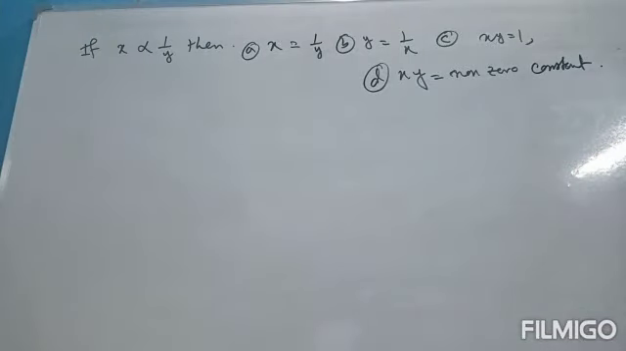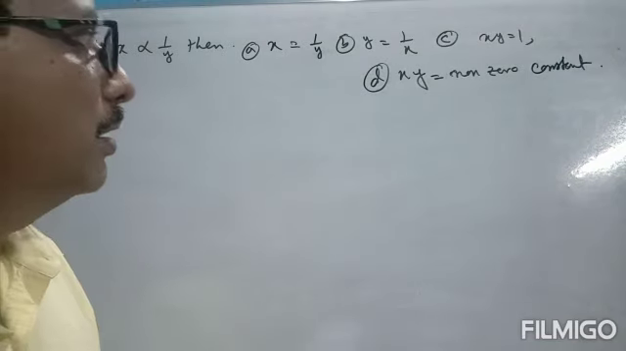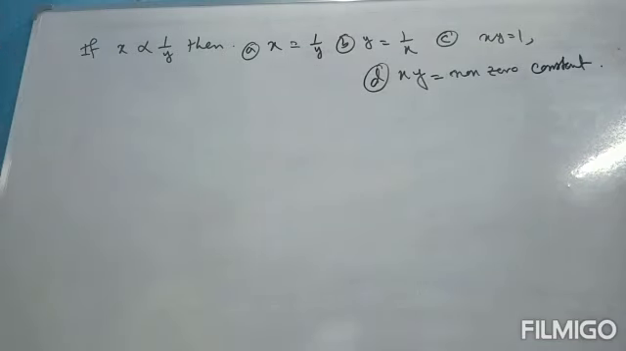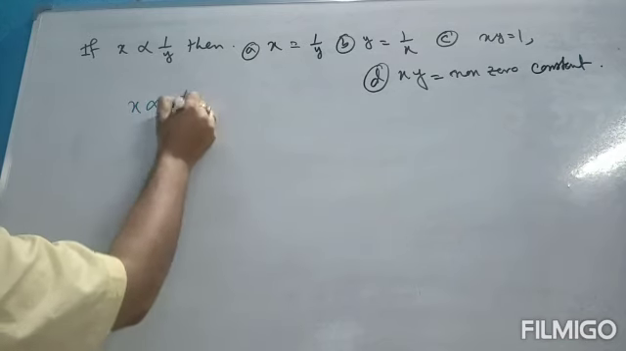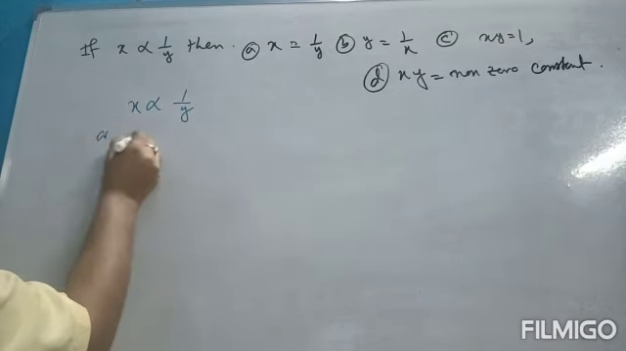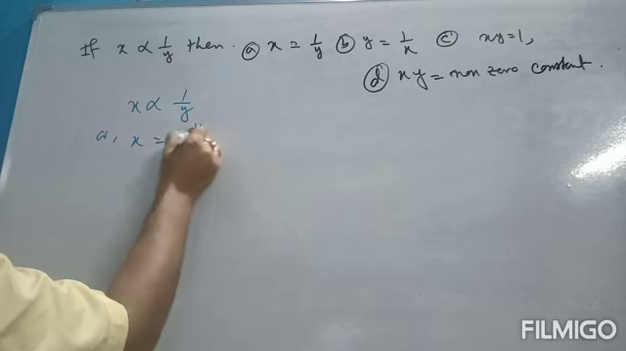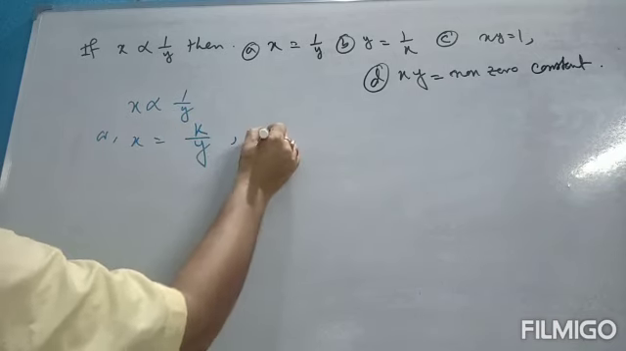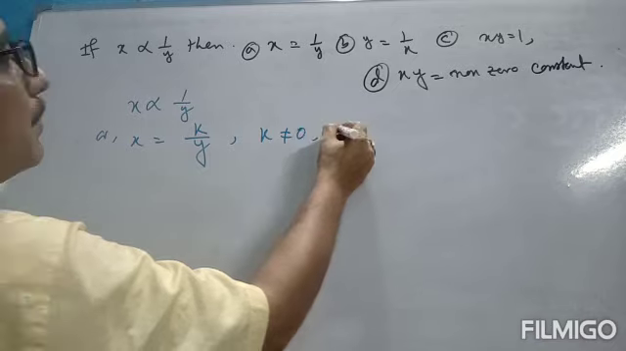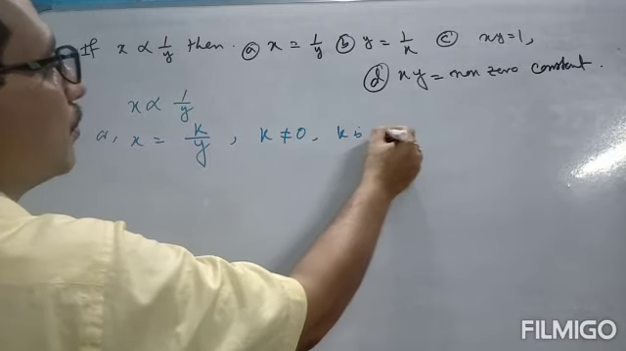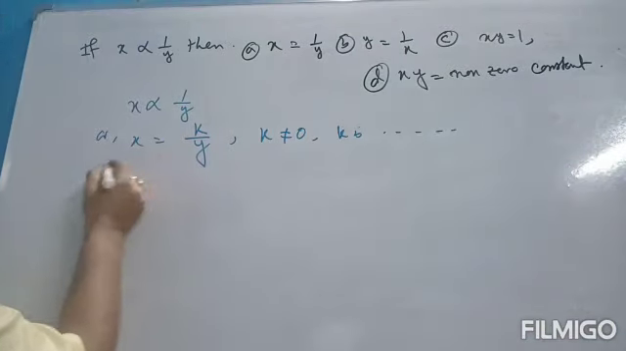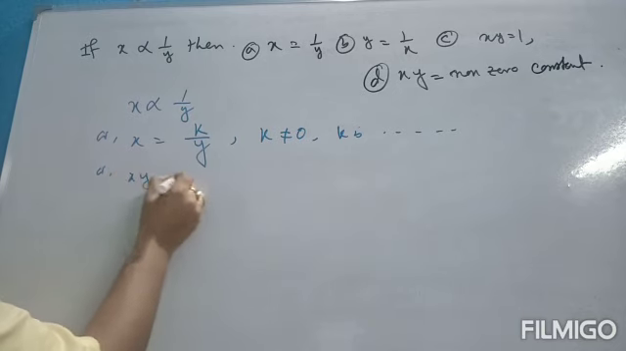If X varies as 1 by Y, then which option is correct? X is equal to 1 by Y, Y is equal to 1 by X, XY is equal to 1, or option D, XY is equal to a non-zero constant. Very easy. X varies as 1 by Y. That means we can write X is equal to some constant K by Y, where K is the constant of variation. Therefore we can write XY is equal to K.